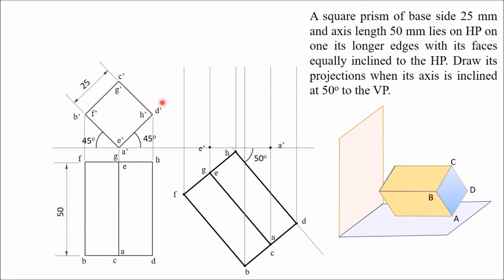Next I will draw a horizontal projector from this. Here 4 points are there: B dash, F dash, H dash, D dash. So you will get 4 corresponding points here. This is F, this is B, and H and D. So this is H and this is D. In this way you will get 4 points: F, H, B and D. Similarly, you will get G and C on this horizontal projector.